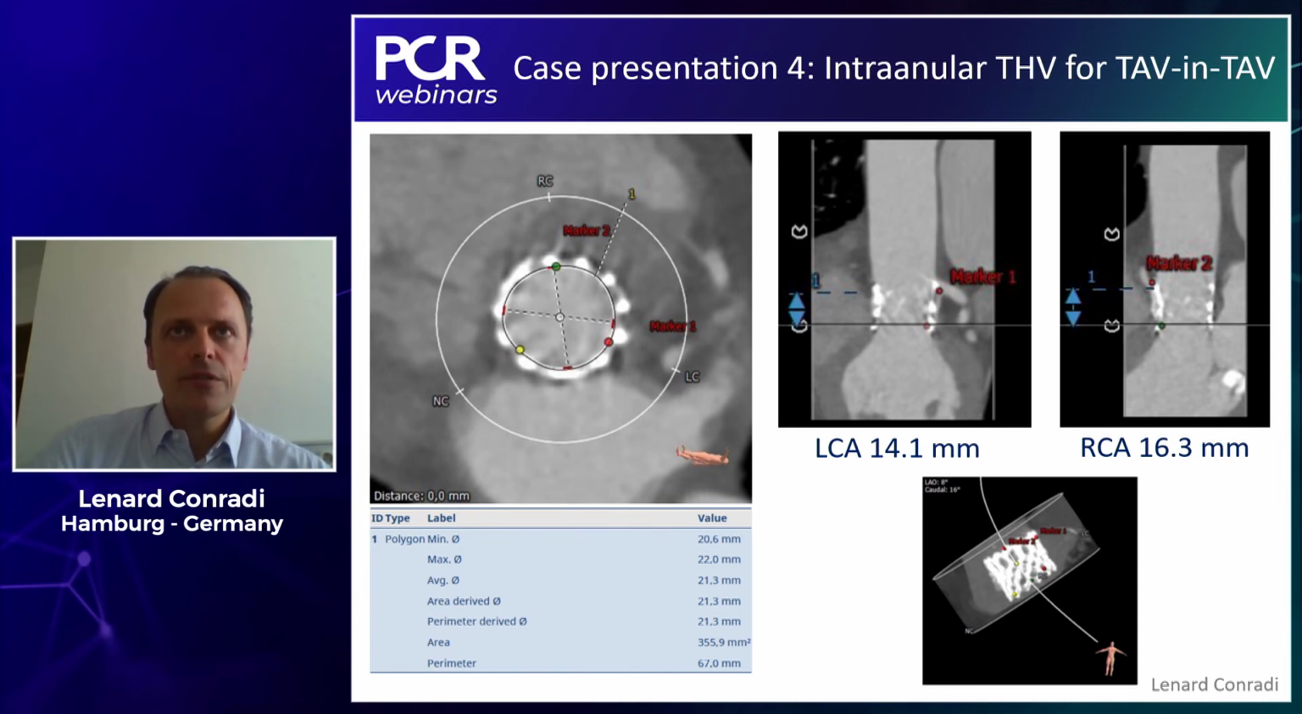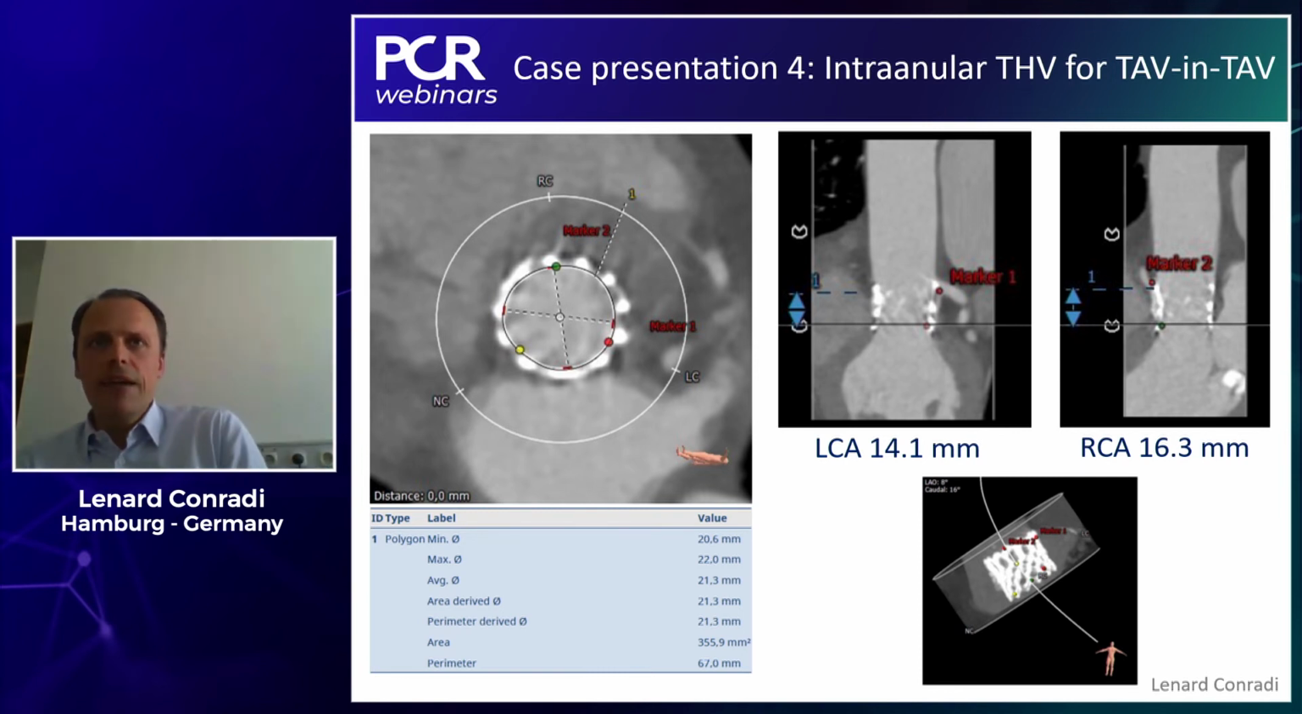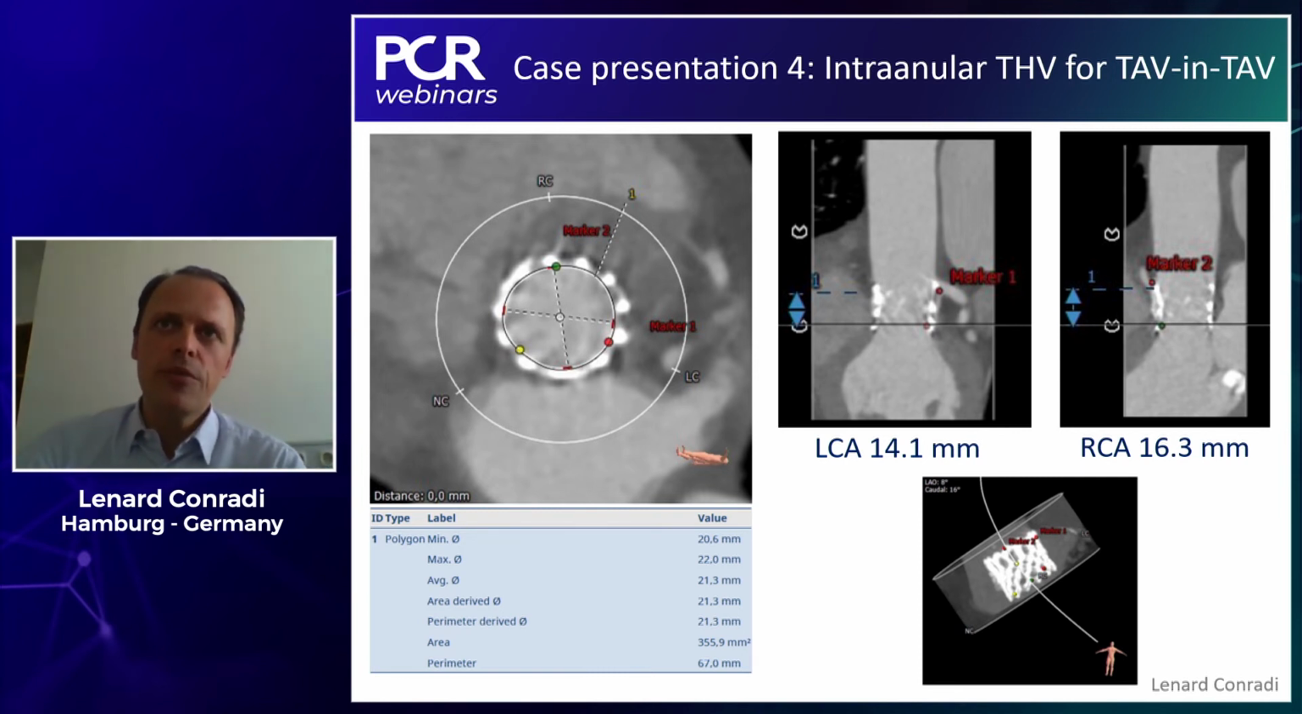So let me pause quite quickly here and ask the two of you, Henrik and Flavio, what do you think? Would a supraannular valve have worked in this particular case, or would you be a little hesitant regarding coronary occlusion?